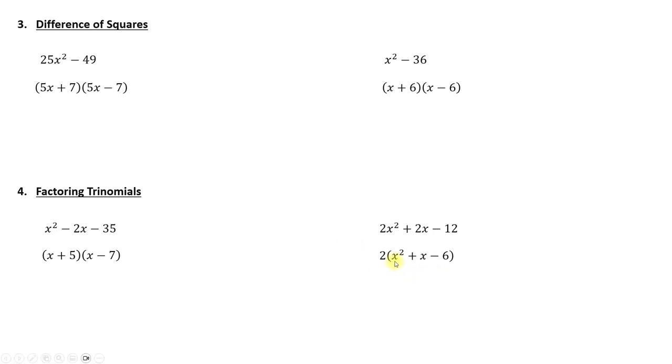Now we can use our sum product method and look for a pair of numbers that multiplies to -6 but adds up together to be positive 1. And that pair of numbers just happens to be 3 and negative 2. So we can write x plus 3, x minus 2. But we can't forget to bring down our greatest common factor and include this in our final answer as well.